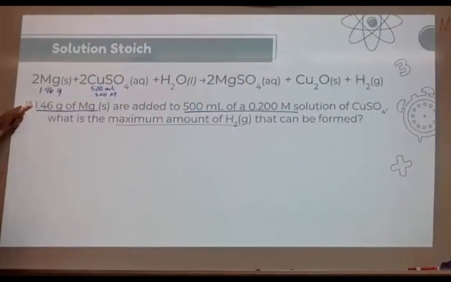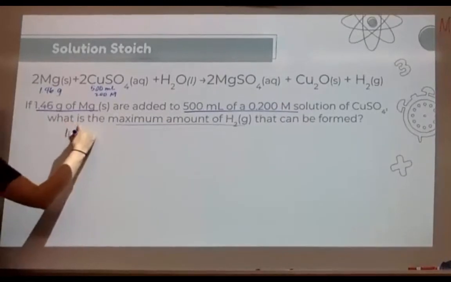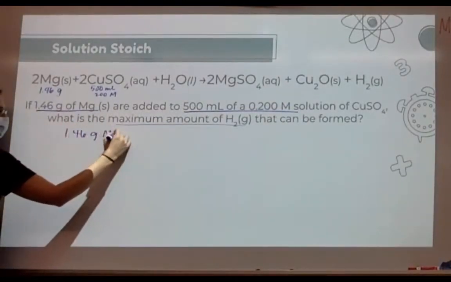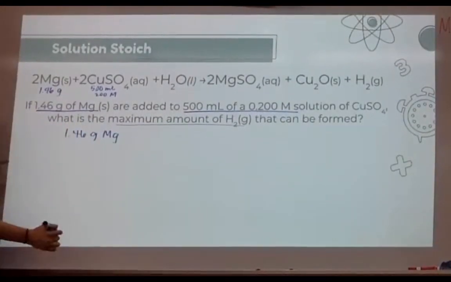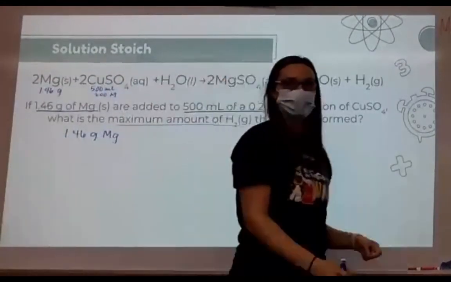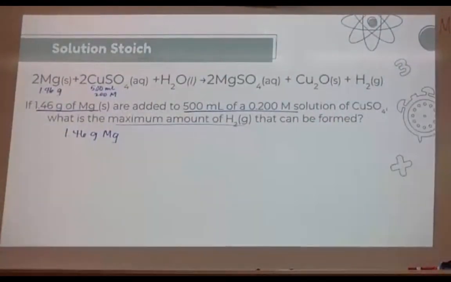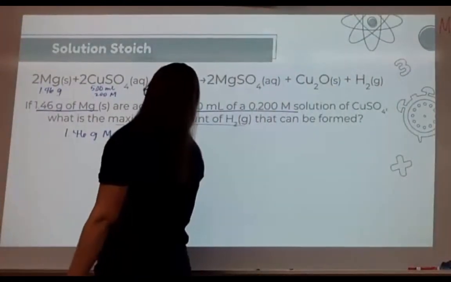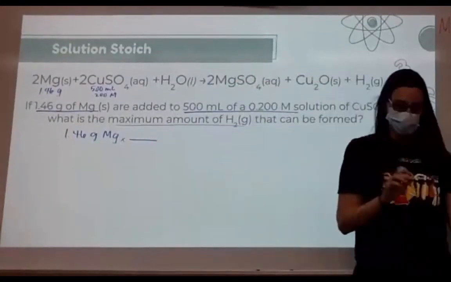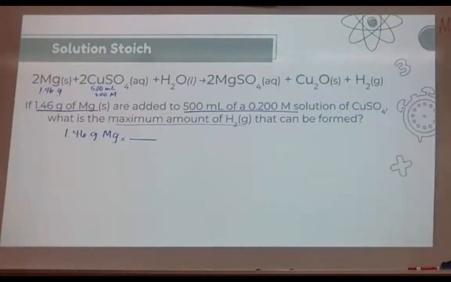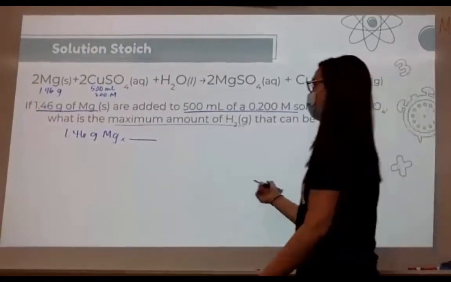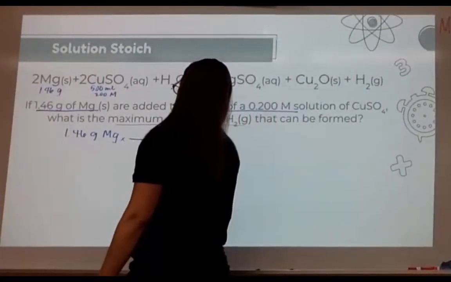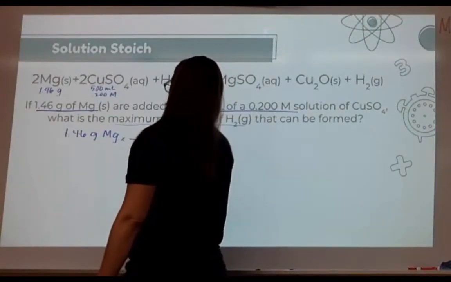So I'm going to start with 1.46 grams of magnesium, and I'm going to see, is magnesium my limiting reactant? I'm starting with grams. If in doubt, go to moles. Always start your stoich by converting your given information to moles. So I'm going to go grams of Mg to moles of Mg.